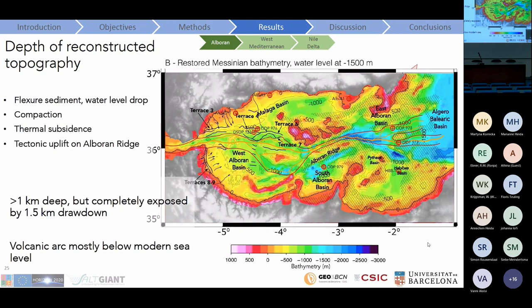And what we see is that this is a reference model. So this is not exactly the shallowest topography, but what we see here is that parts of the volcanic region would have been exposed. And this is already counting the uplift from a water level drop. So this is a relatively shallow restoration. And what we see is that we still have pretty significant depth marine channels between these volcanic highs. And therefore, it seems unlikely that this would have been the hydrological barrier to Atlantic waters from our restoration, as most of the volcanic arc is mostly still below modern sea level.